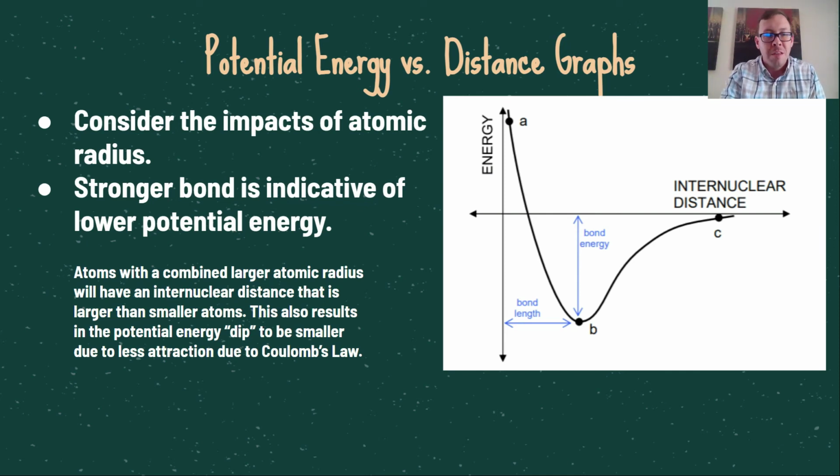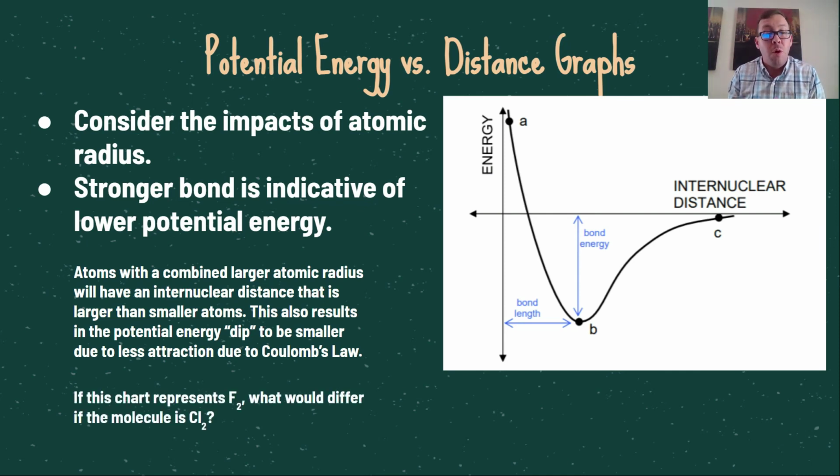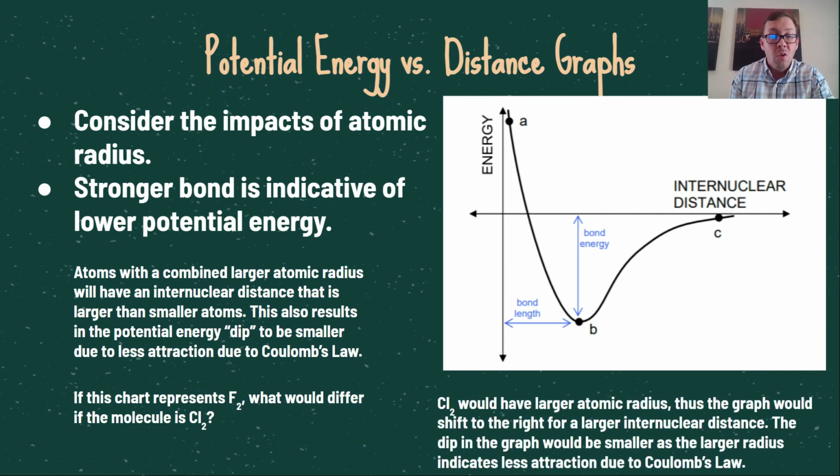So if this chart represented F2, what would differ in a molecule that is Cl2? So there are two things that we need to consider here. First off, if we know and can draw our Lewis dot structures, we know that F2 as well as Cl2 are single bonded to one another. So we really can't take that into consideration, but what we can do is take into consideration the atomic radius. The atomic radius of fluorine, higher up and to the right, is going to be smaller than that of chlorine. So as a result, Cl2 is going to have a larger atomic radius, thus the graph would shift to the right for a larger internuclear distance.